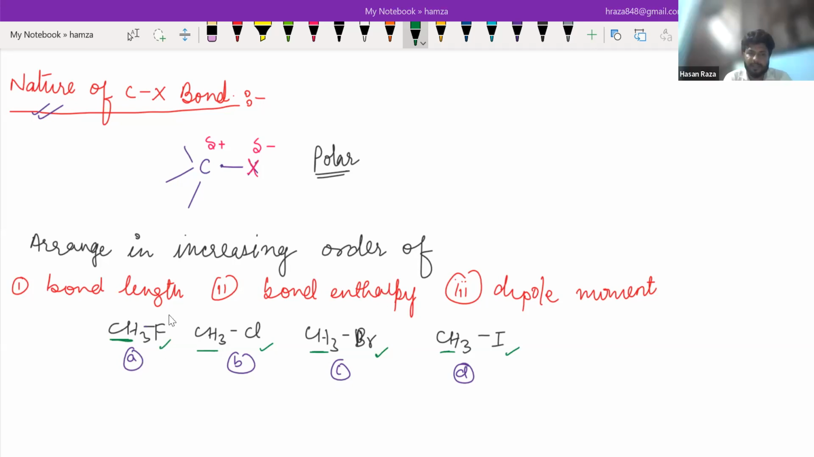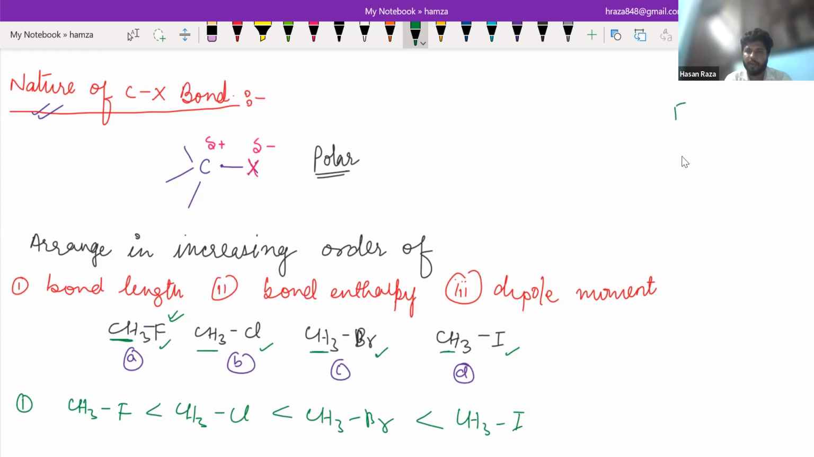So you can see if this is very small, that means its bond length will be very small. So if you are going to solve for bond length, CH3F will have the lowest bond length, and then CH3Cl, and then CH3Br, and then CH3I. Why is it so? Because these are halogens: fluorine, chlorine, bromine, iodine. Down the group, size increases, and that means bond length also increases. Are you getting my point? So this is the order of bond length.